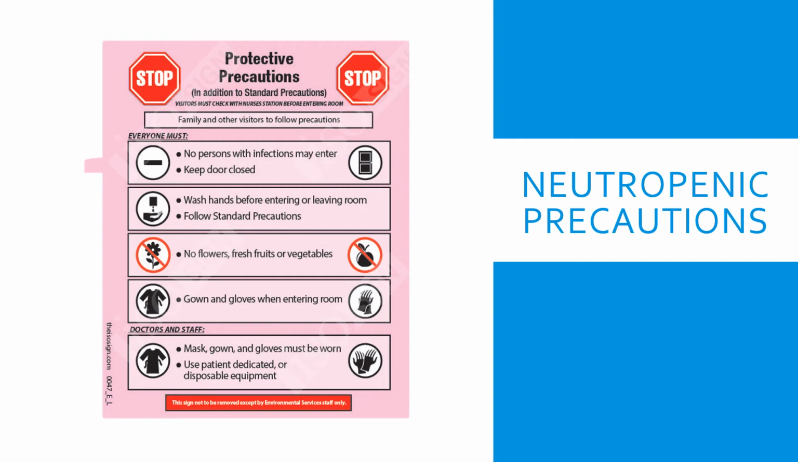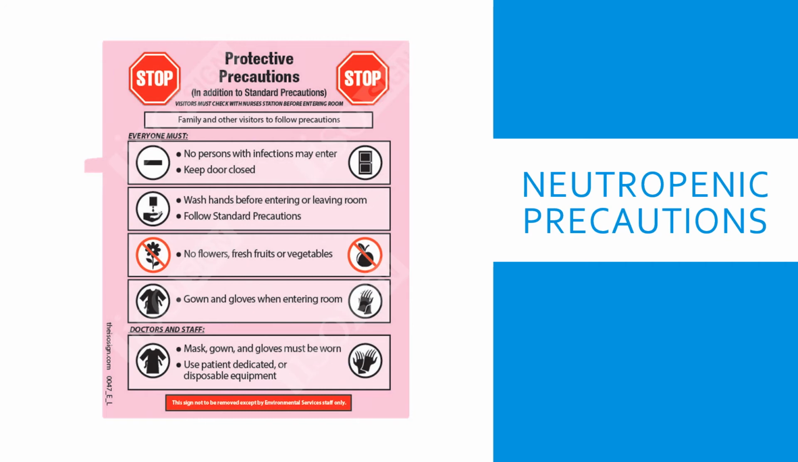The last precaution to discuss is neutropenic precautions. These precautions are used for patients who are immunocompromised or have a low white blood cell count because they are more susceptible when they come in contact with infectious organisms to acquire an infection. So in addition to using standard precautions, we must also make sure that we're using proper hygiene when we're entering and leaving the room.